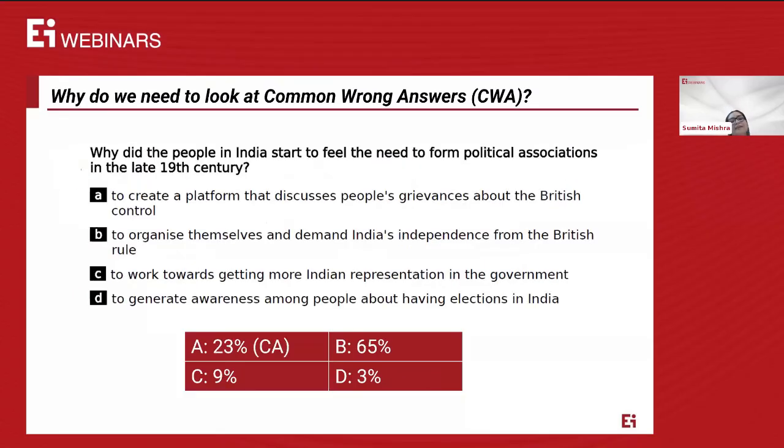We look at one final question, and I've taken this question from social science. It's a history question. And the question asks, why did people in India start to feel the need to form political associations in the late 19th century? Here again, the data was very stark and staggering.